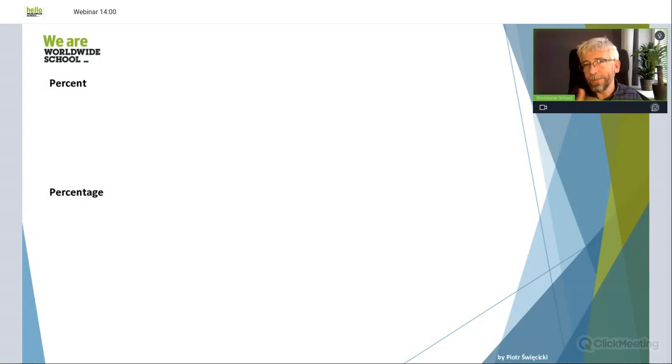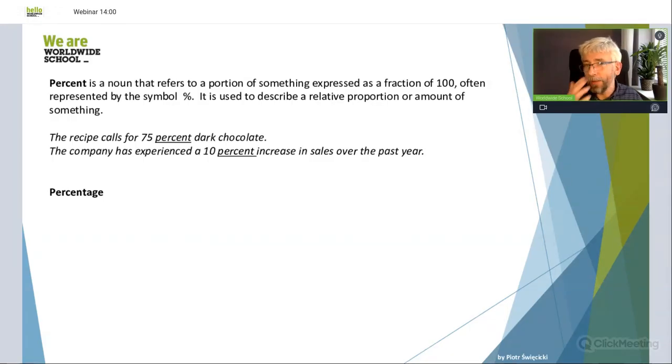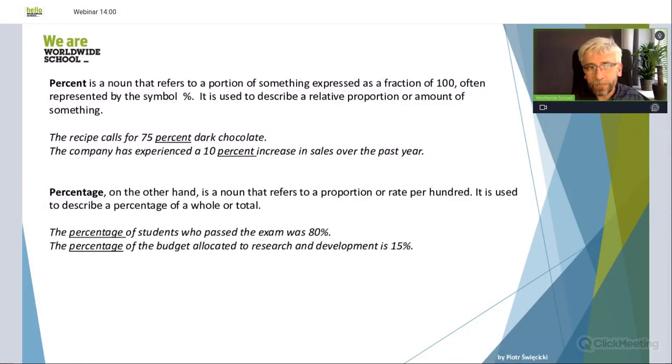Percentage. Okay, percent. That's one of my favorite, by the way, examples of such confusing pairs. Percent is a noun that refers to a proportion, the symbol of percent, right? So you say the recipe calls for 70% dark chocolate, or 75% of people. What's the interest rate? 75%. In Polish, we use the same word, procent, 70% czegoś tam, right? 70% of something. A jaki procent ludzi something, right? That's percentage.